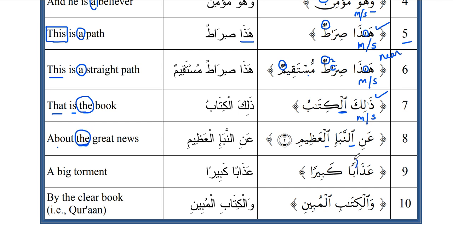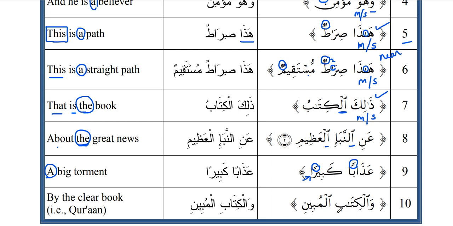Adaban. Now we have a fathatain, and I have already explained why this alif comes at the end when there is a fathatain on a letter. It is in unit number 13 in the step-by-step book, why there is an alif after the letter which contains fathatain at the end. Adaban, and this tanween shows us it's nakira. Adaban kabiran, a big torment. You can see it's indefinite, so a big torment.